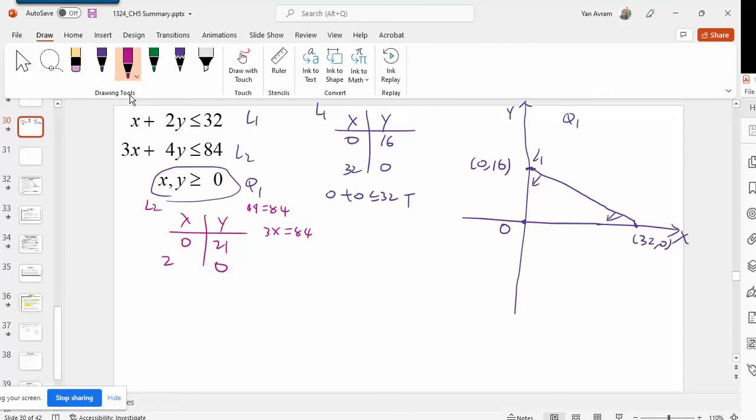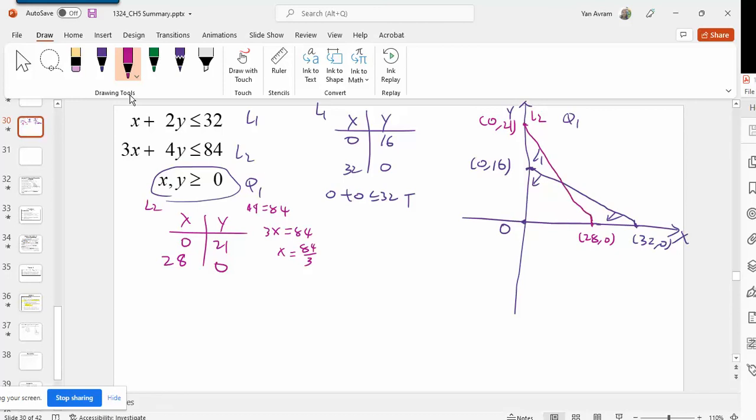Okay, that is 84 divided by 3, right? So that is 28, okay? Alright, so we have a 0 and 21. 21 is greater than this one, so it should be on the top. So that's 0 and 21, and this is my L2, right? And then we have a 28, which is less than 32, so it must be somewhere right here. 28 and 0. Okay, so when I graph my line 2, that is my line 2 in here.